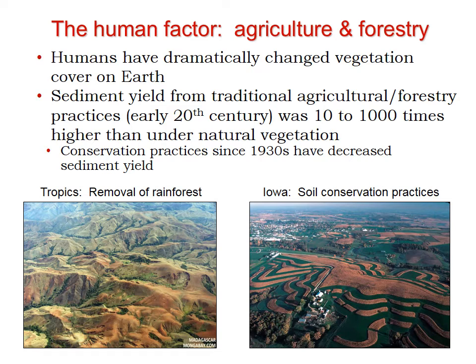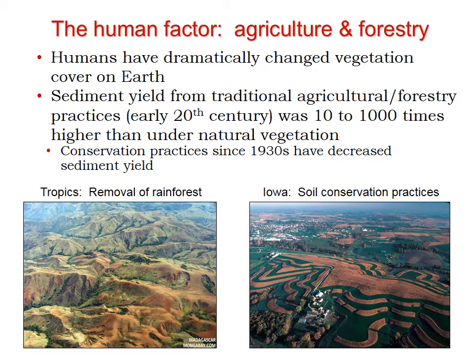So today we have decreased those sediment yields. They are significantly lower than they were at the worst of it. And down at the bottom here, I'm just showing you some slides that are examples of how agriculture and forestry have changed the landscape.